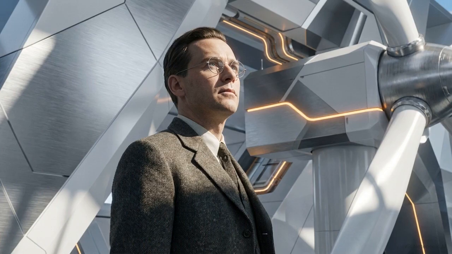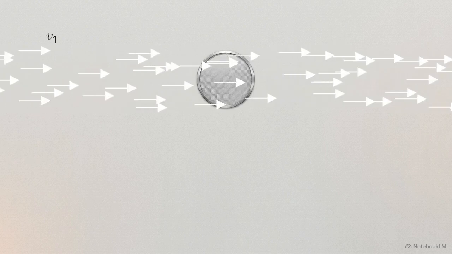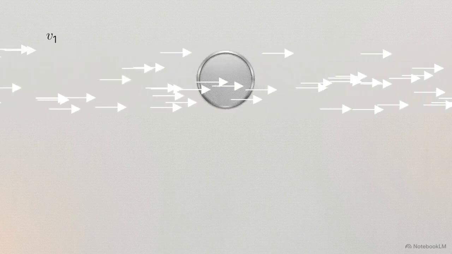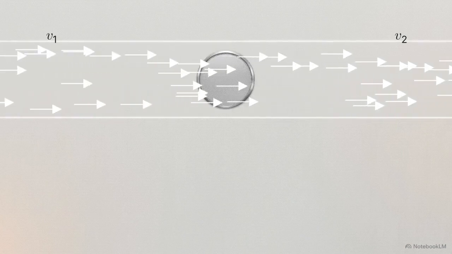In 1919, German physicist Albert Betz derived a theoretical limit for this extraction by modeling a turbine as an idealized actuator disk inside a fluid flow field. This visualization maps the parameters of the actuator disk model. Upstream wind velocity, labeled V1, enters the system, while the air exiting as downstream velocity, V2, moves significantly slower.